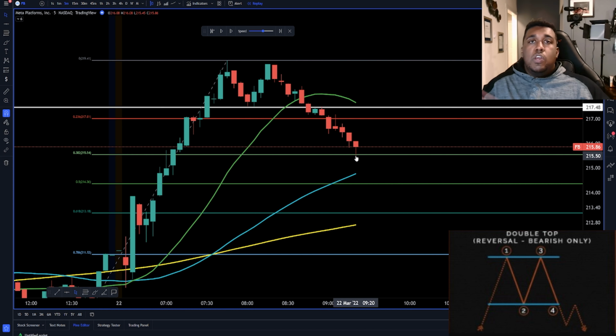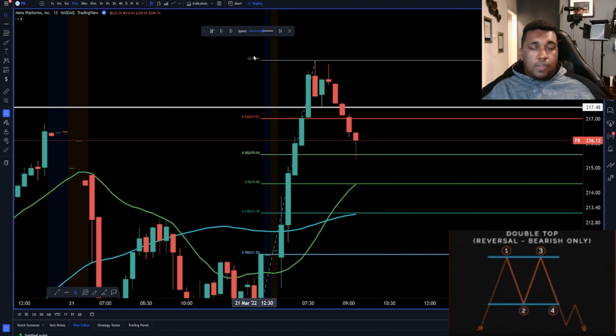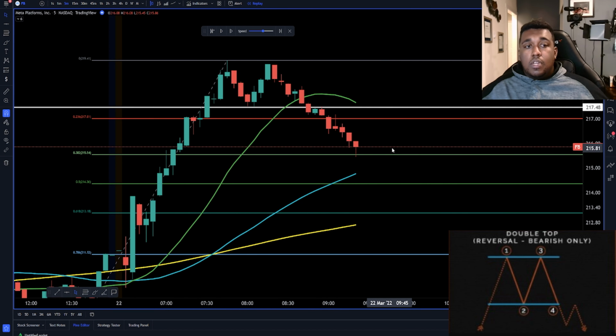Now, you guys have no idea what's going to happen next. So you guys have a few different alternatives. We have the 50 moving average right here on the 5-minute chart. We have the 20 moving average on the 50-minute chart all the way down here at 214. So there's still some extra room if you guys wanted to hold on here.